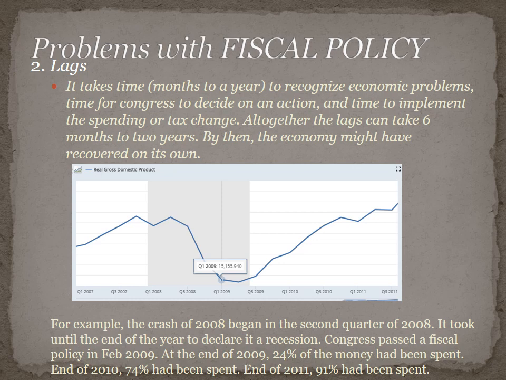And then by the end of the next year, so almost 2 years after the plan was passed, 74% of the money had been spent. And then by the end of the next year, 91% of it spent. Right? So it took a long time to get that money going. So that's a big problem with the fiscal policies usually.